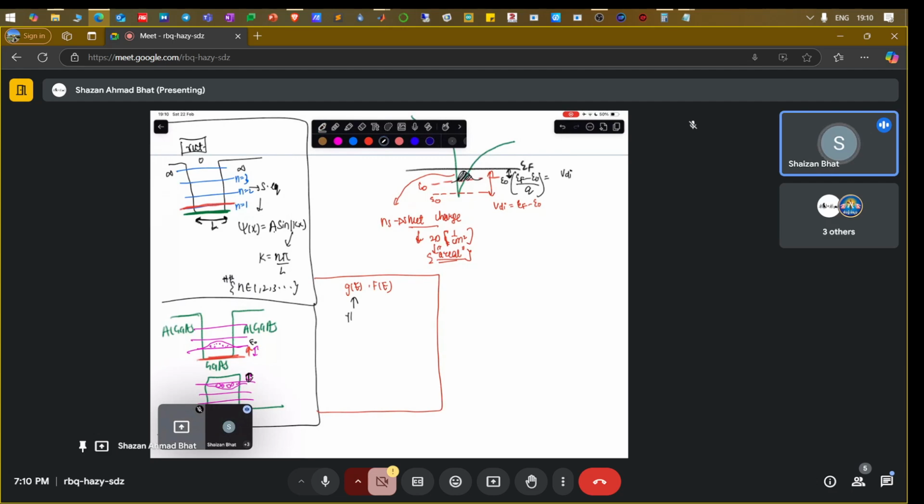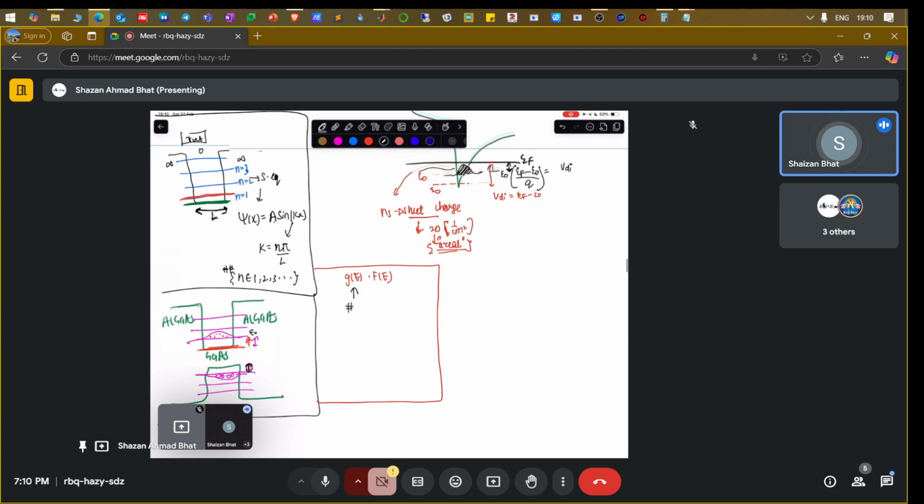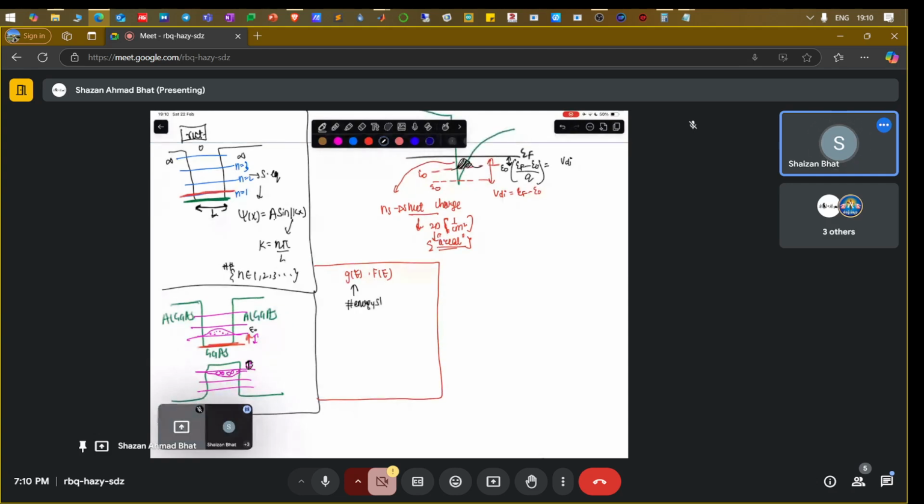This quantity is the number of energy states, basically the number of energy states present per electron volt per centimeter square, because it's a 2D system. So this is basically the allowed energy states that are present per unit energy, per unit volume, or per unit area, whatever you have in the system.